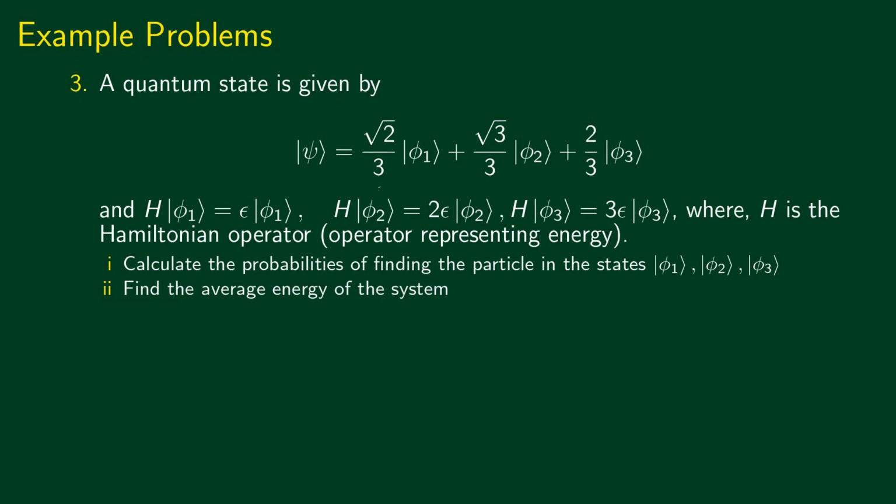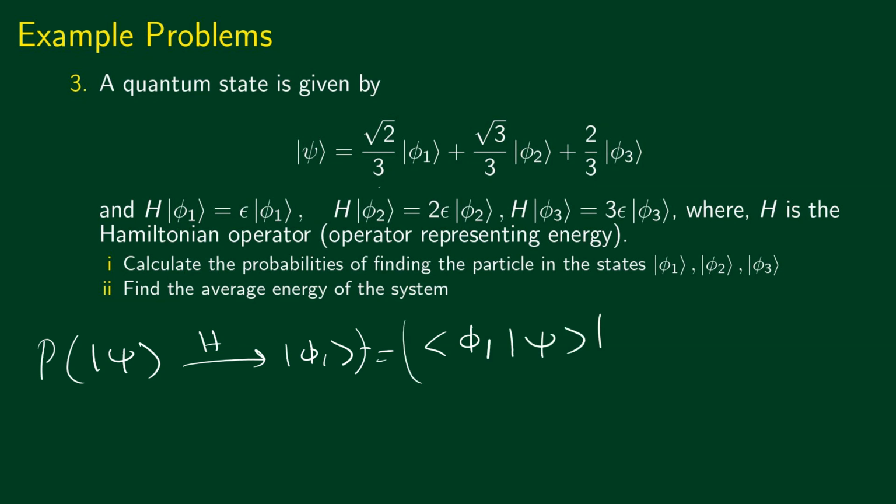Now since the state is normalized, we can write it like this. The probability that ket psi, on a measurement of the energy, changes to ket phi 1 is simply given by the modulus square of bra phi 1 ket psi.